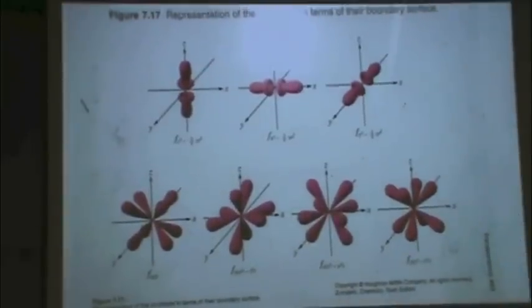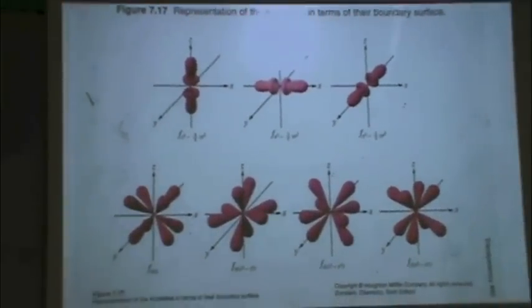This one, don't worry, you would not have to draw, but I will show you what they look like. There are 8 leaf clovers. Or there are 4 of them that are 8 leaf clovers. 3 of them look kind of like a P orbital with 2 hula hoops around it.